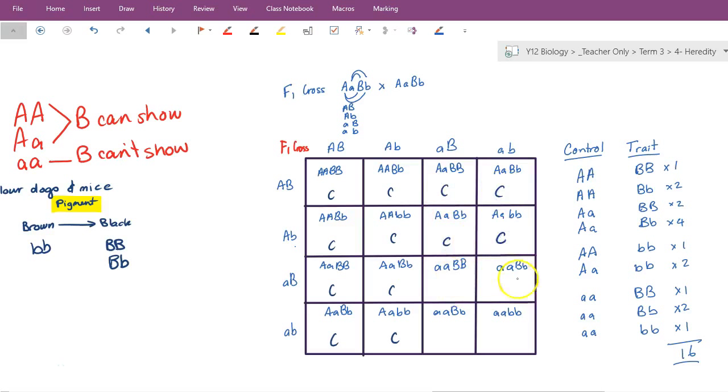But not in these guys here. Notice here there's double little a. That means there's no colour. These guys are going to end up being yellow or white if they're mice, because they end up not producing any colour at all, regardless of what B genes they have. The A gene isn't there to allow the colour to occur. So let's have a look at this pattern a little closer.